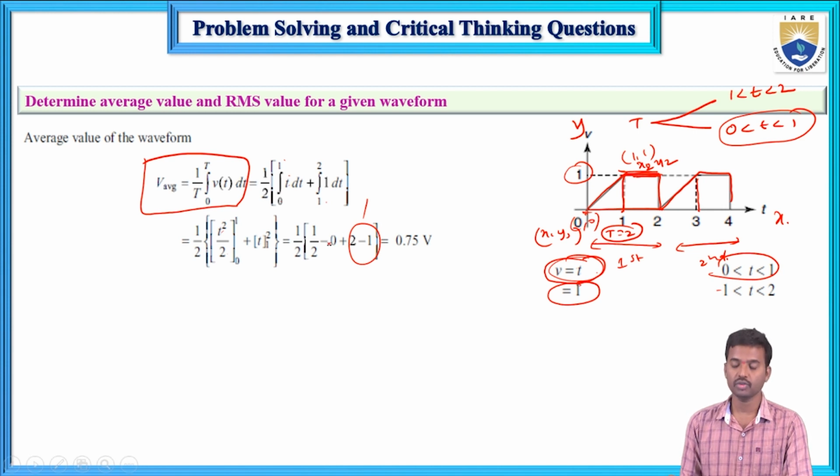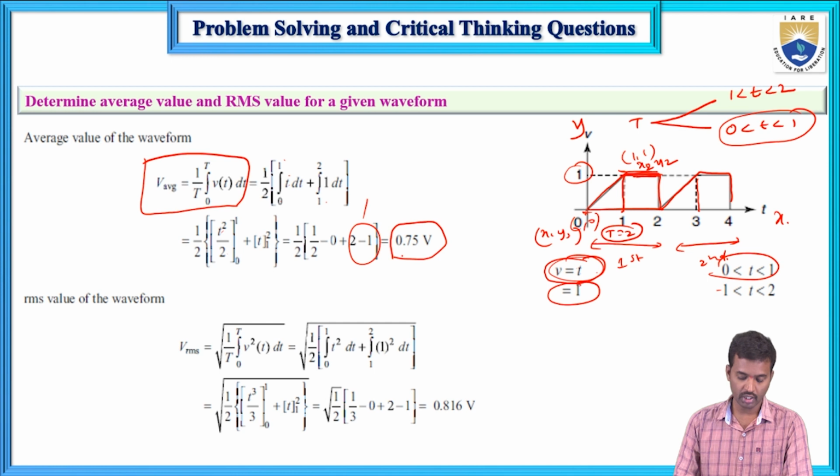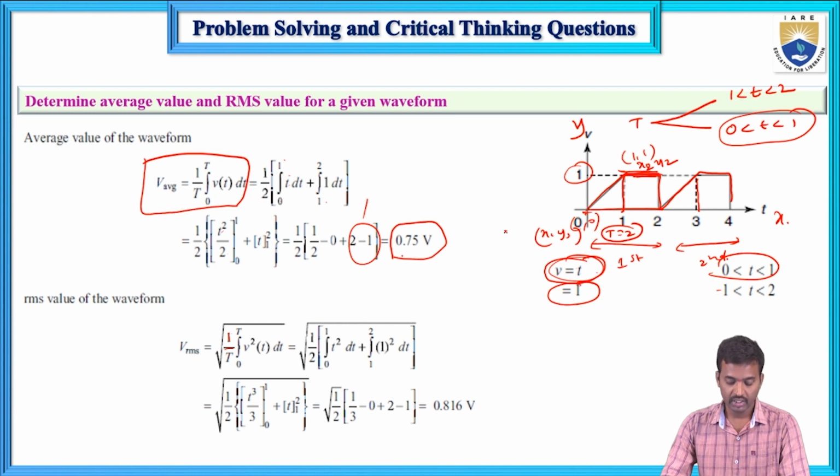Now if you simplify this, that value is 0.75 volts. And what about the RMS value? The RMS value is the same thing, for complete full cycles: square root of 1 by T, integral 0 to T of v square dt. Don't confuse here, this is v of t only, this is squared and this is under root. Next, square root of 1 by 2, integral 0 to 1 of t square dt plus integral 1 to 2 of 1 square dt. Now the integration of t square is t cube by 3, and the integration of 1 is t.